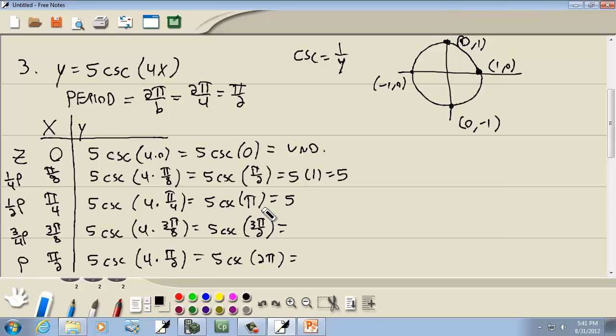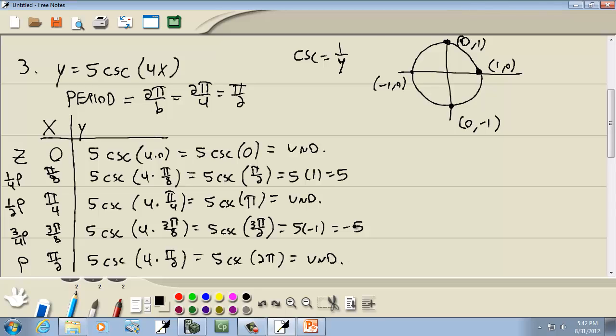And what am I doing? Okay, there we go. This one, we're over here at pi. We got 1 over y. Y is 0, so 1 over 0 is undefined. Like that. And on this one, cosecant 3 pi over 2, I'm down to here. We have 1 over y. Y is negative 1, so we got 1 over negative 1, which is negative 1. So we got 5 times negative 1 gives us negative 5. And we're back here to 2 pi, and that's undefined again.